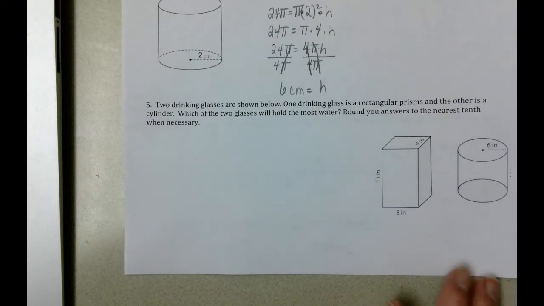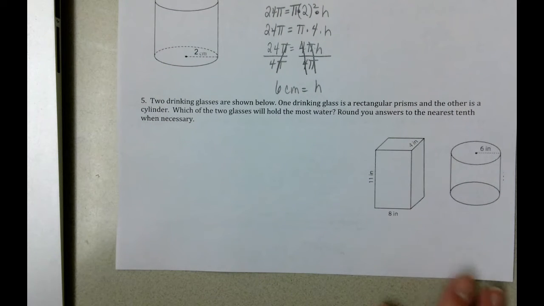Down here, on problem number 5, 2 drinking glasses are shown below. One drinking glass is a rectangular prism, and the other is a cylinder. Which of the 2 glasses will hold the most water? Round your answer to the nearest tenth when necessary.